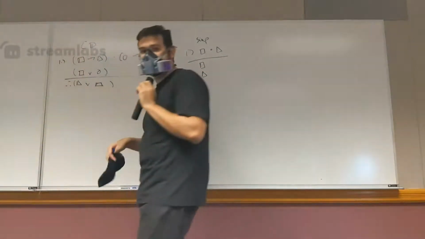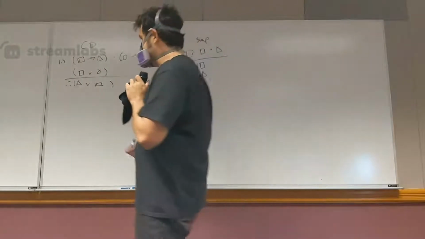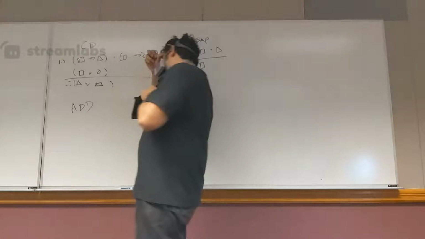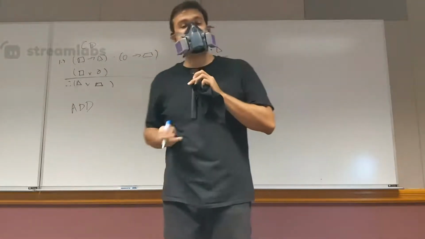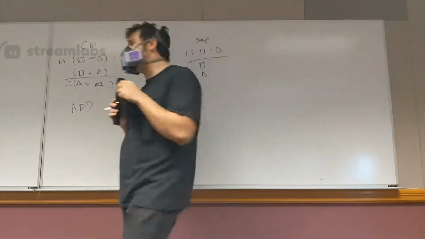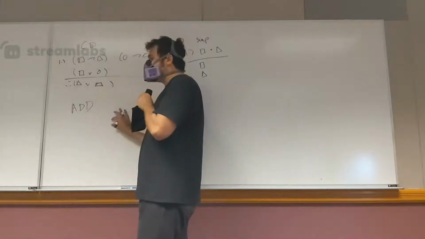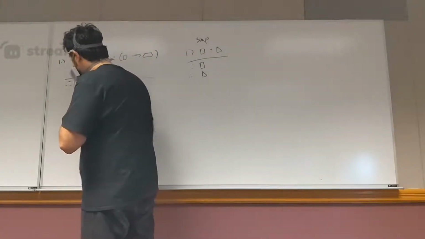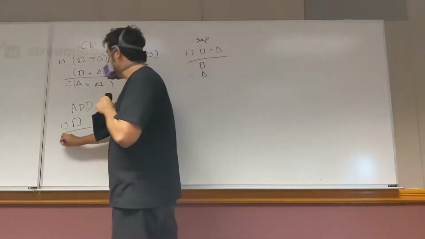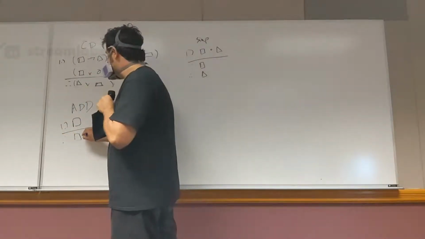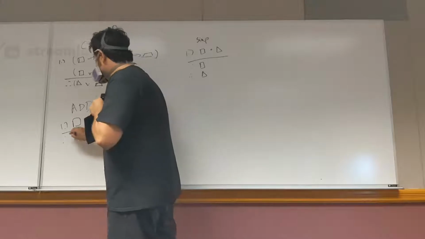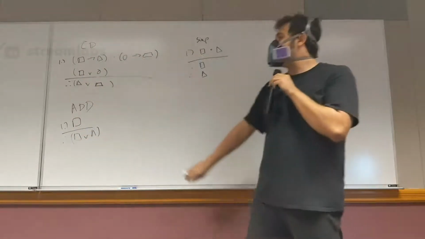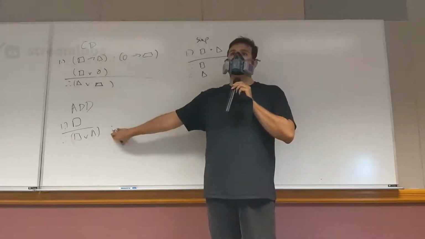Give myself more room. What's the last one? Addition. This one is a little bit more complicated. Not really complicated, but it's harder to see why this works immediately. Let's say I have square. From anything square, I can conclude square or triangle, where triangle is whatever I want it to be. Does anybody know why that works? Can anybody explain that?